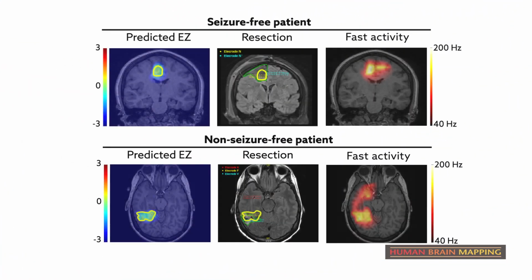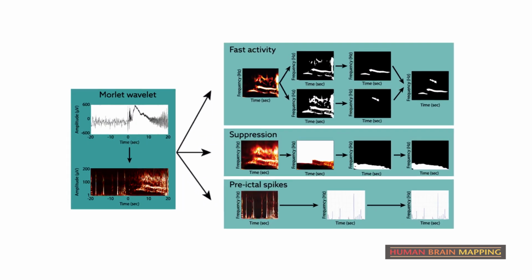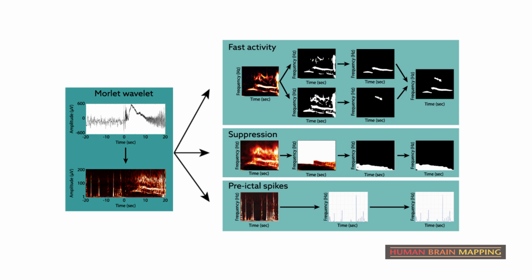Moreover, they found that using only fast activity can vastly overestimate the actual epileptogenic zone, which could result in unnecessary removal. Thus, the combination of all three features is necessary to properly identify the epileptogenic zone.